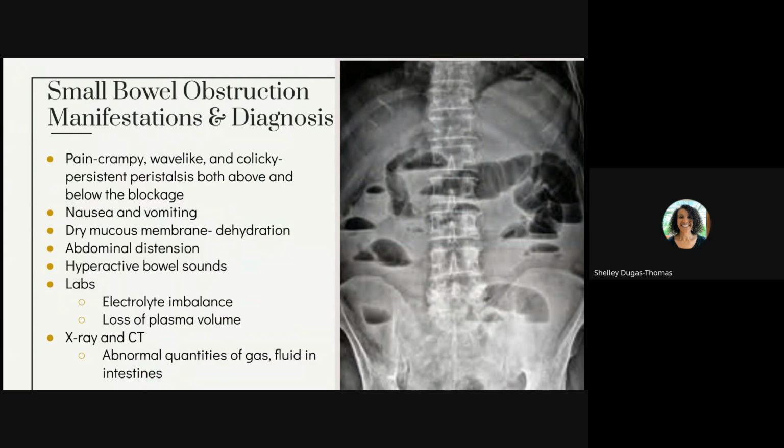So, some clinical symptoms include pain that is crampy, wave like, colicky due to persistent peristalsis above and below the blockage, nausea and vomiting, dehydration, which results in dry mucous membranes, abdominal distension, hyperactive bowel sounds. Laboratory findings may include electrolyte imbalances or a loss of plasma volume. Imaging, which includes X-ray and CT scans, shows abnormal gas and fluid accumulation in the intestines.